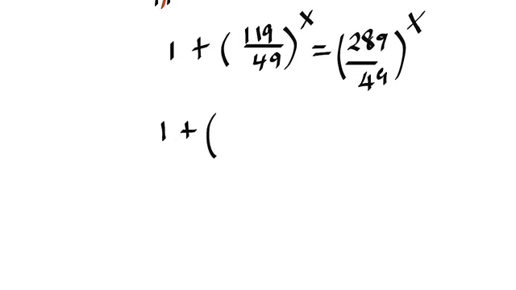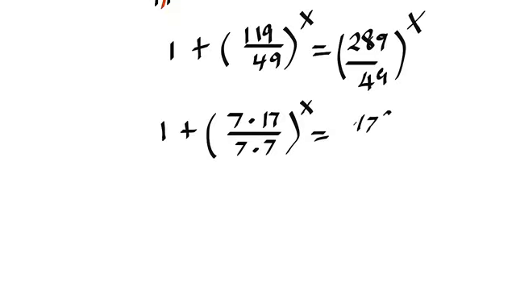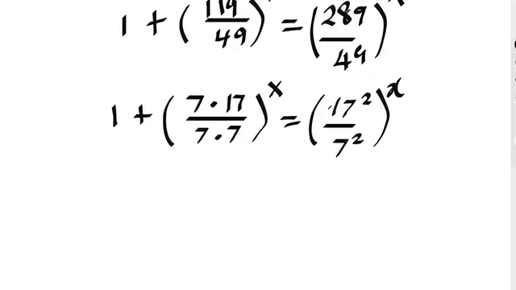We can have 119 split as 7 multiplied by 17, divided by 7 multiplied by 7 here, because that will give us 49, to the power of x, equals 289. 289 can be 17 to the power of 2, divided by 49 which can be 7 to the power of 2, then all to the power of x.